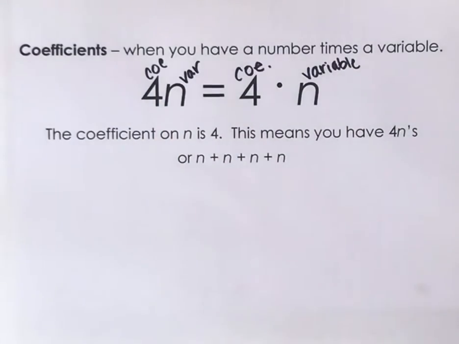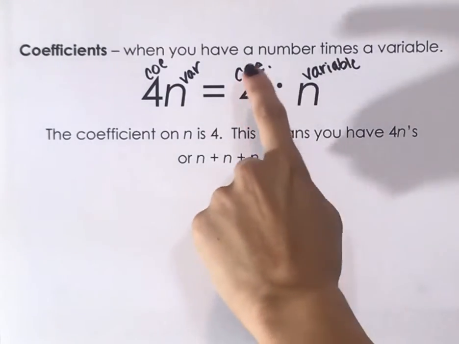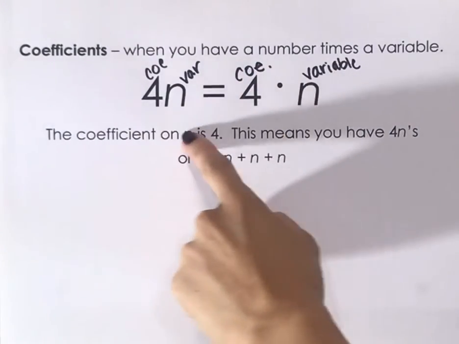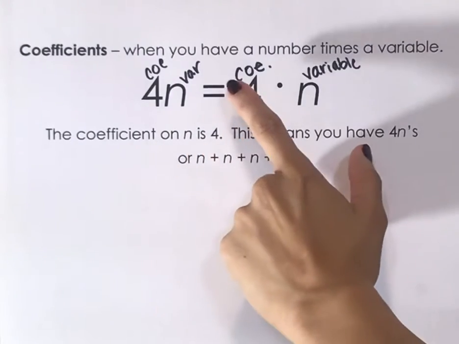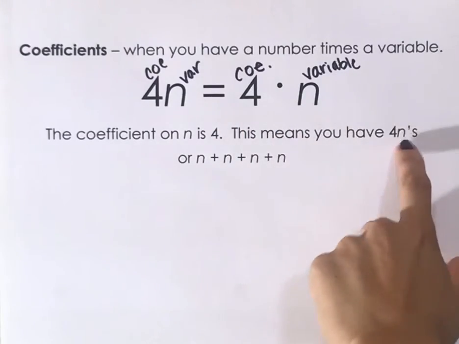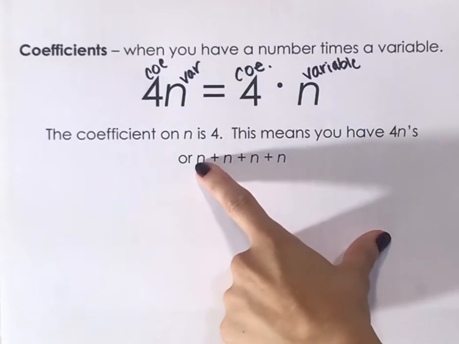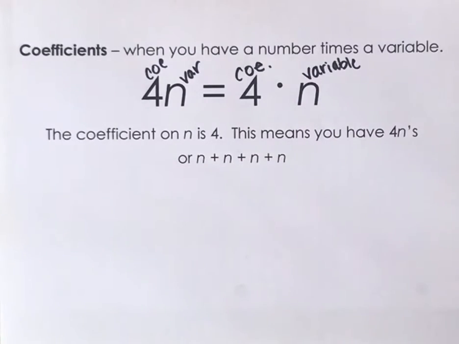So how I like to think of this is the coefficient is always the number. Okay, so it says the coefficient on n is 4. So that's the coefficient. This means that you have 4 n's or n plus n plus n plus n. So that's kind of how a coefficient works.